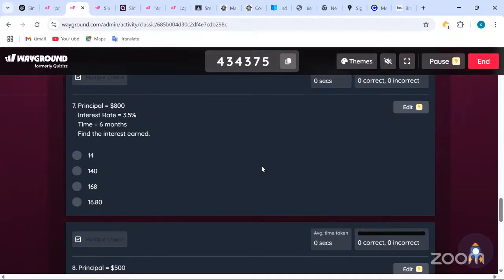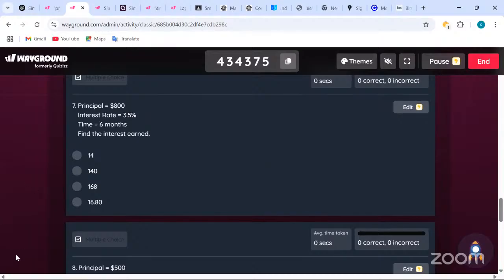If you're given the time in months, you need to convert the months to years. And how do you convert it to years? Just say 6 divided by 12. It's not compulsory to make it a decimal. You can write it in this format.